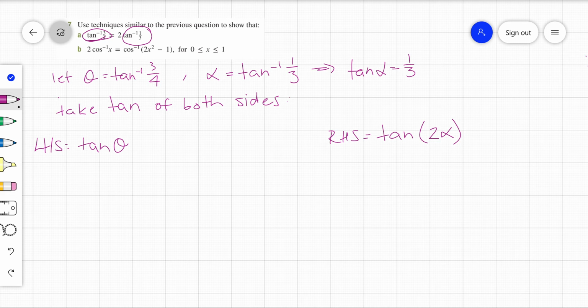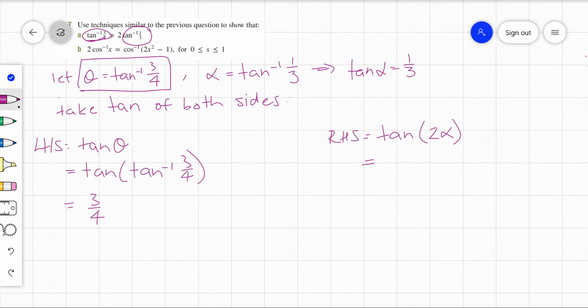All right, so we already can tell that tan theta is 3/4, and I could write, I'm taking tan of inverse tan 3/4. There we go, so tan of inverse tan, we'll just get 3/4. So we have to show the right-hand side equals the same thing.